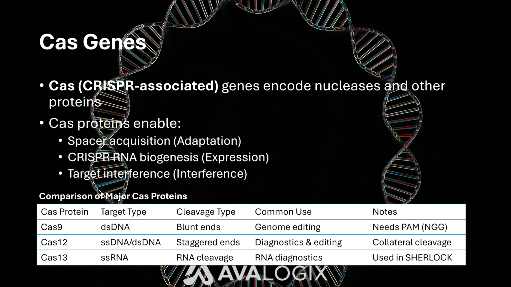First, in the adaptation phase, certain Cas proteins help to snip out fragments of invading DNA and integrate them as new spacers. Then, during the expression phase, the CRISPR locus is transcribed into a long precursor RNA, which is processed into individual CRISPR RNAs, or crRNAs. Cas proteins facilitate this RNA maturation. Finally, during the interference stage, Cas proteins use the crRNA as a guide to find and destroy complementary sequences in invading DNA. Each of these steps is precisely coordinated, and depending on the type of CRISPR system, different Cas proteins take the lead. For example, Cas1 and Cas2 are involved in spacer acquisition, while Cas9 is the famous endonuclease that cuts double-stranded DNA.